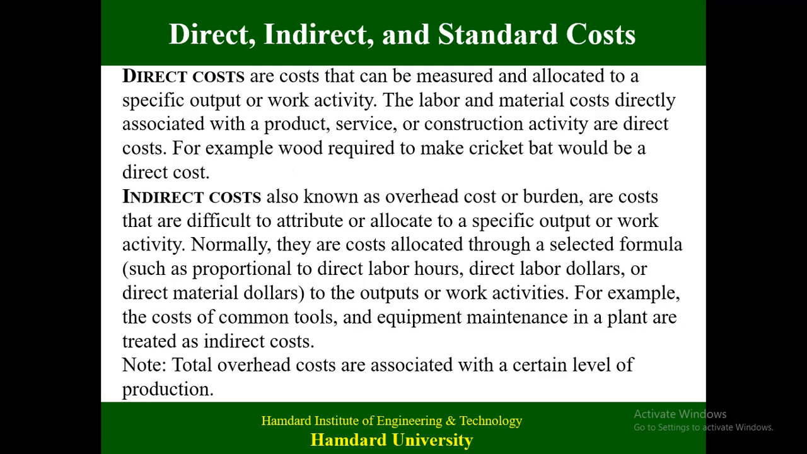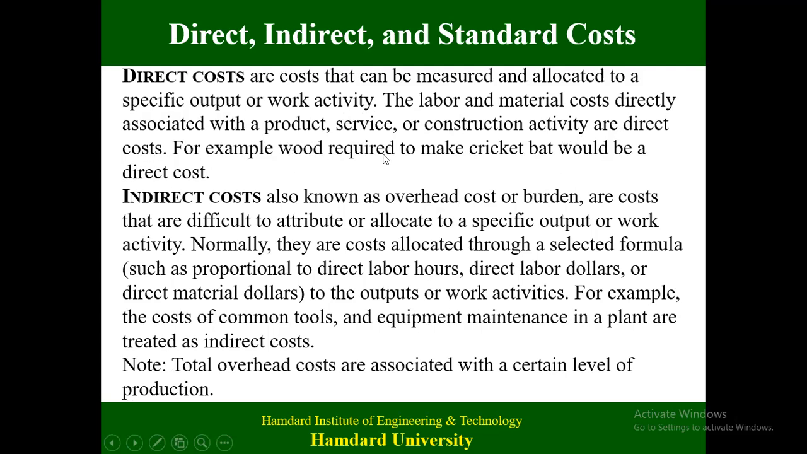So direct costs are costs that can be measured and allocated to a specific output or work activity. That particular cost we call direct cost. The labor and material costs directly associated with a product, service, or construction. Because to fulfill a project, a product should be required with services by the labor and construction activities in which the labor are involved are direct costs.